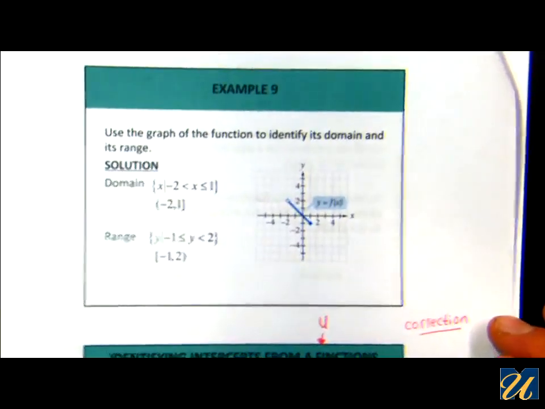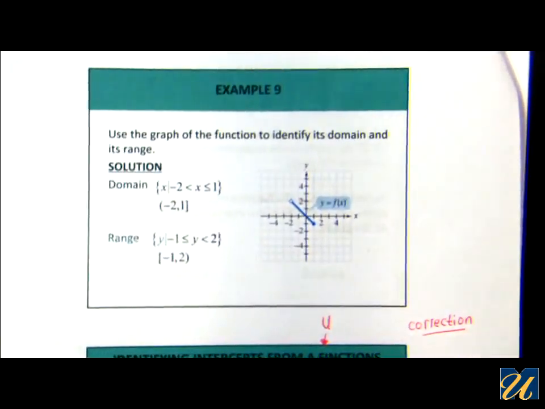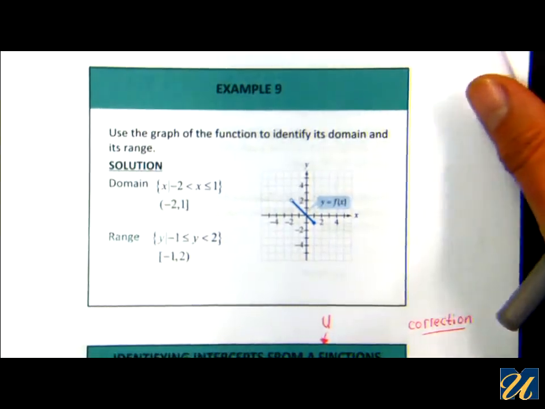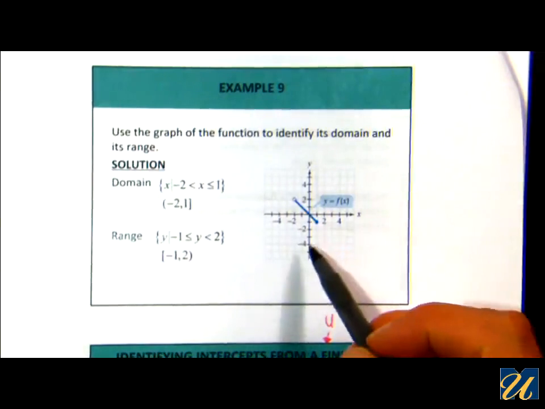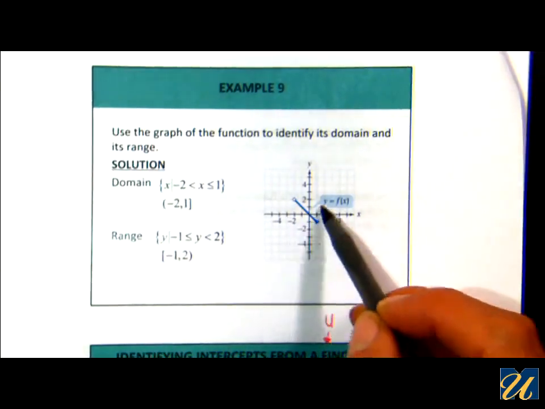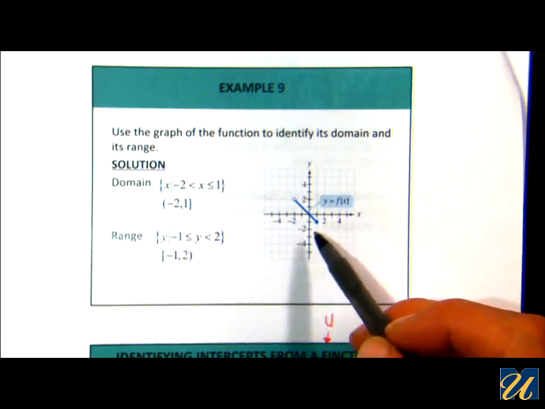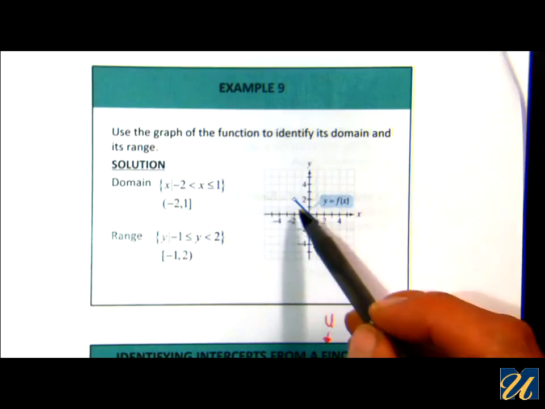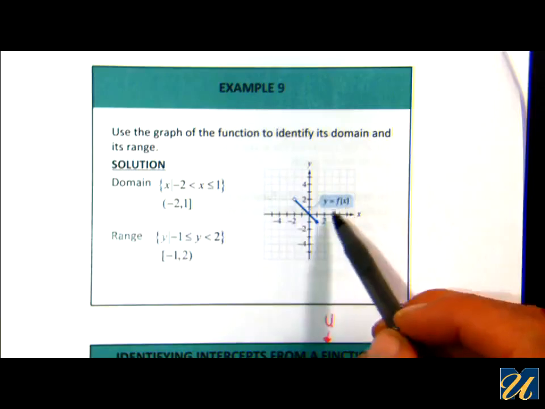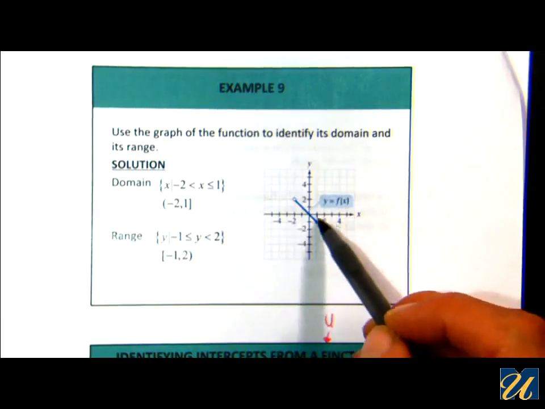Let's take a look at example 9. This is similar. Use the graph of the function to identify its domain and its range. Okay, so again, domain is looking for the extent of the graph from the left to the right. But notice that there is an open circle here on the left. That means the value of -2 for x is not included, and the solid dot here means that it is.